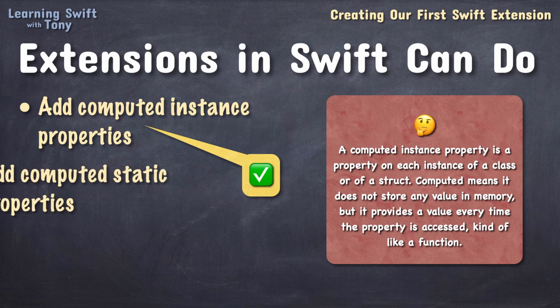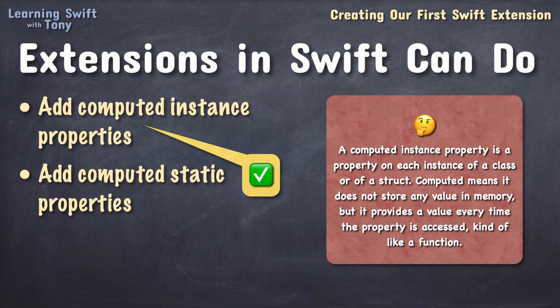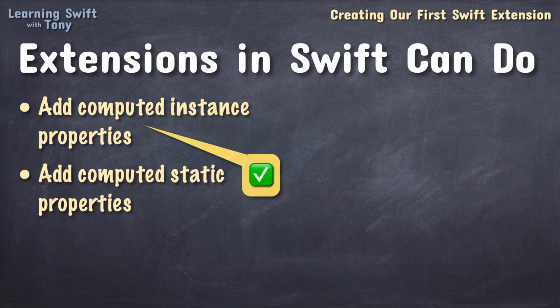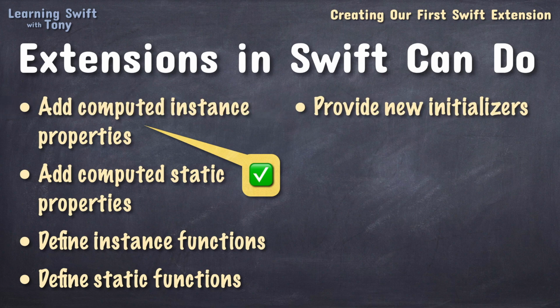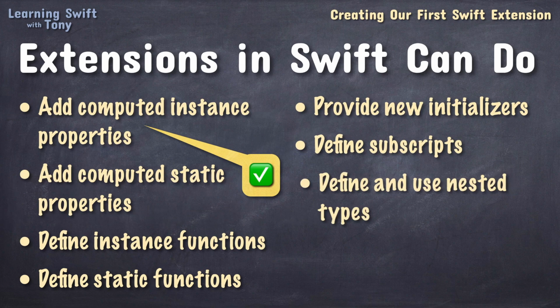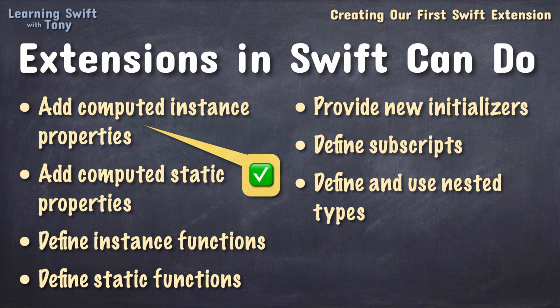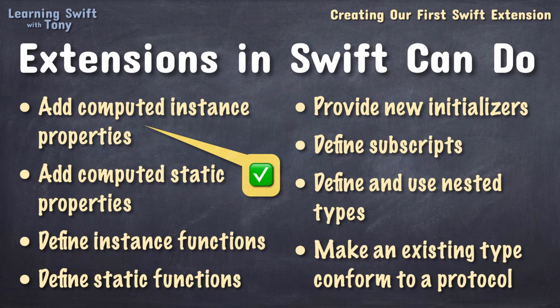Extensions can also add computed static properties, not just instance properties. There's a difference between instance and static properties, but that will be for another video. We can also use extensions to define instance functions, and of course static functions on existing types. We can also provide new initializers, define subscripts, define and use nested types inside an existing type, and important for us today, we can make an existing type conform to a protocol.